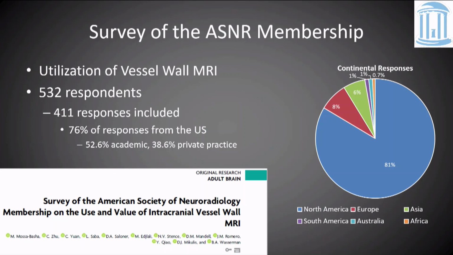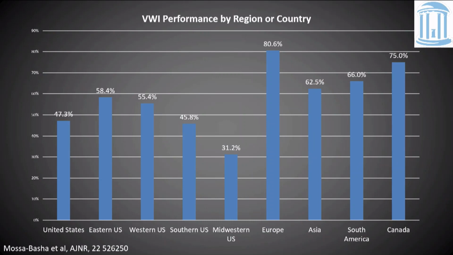81% of respondents were from North America, but we also had respondents from Europe, Asia, South America, Australia, and a few from Africa. 76% of responses were from the US, 53% from academic practices, and 39% from private practice. In terms of the positive response rate between regions of the world, the US was at 47%, with the highest performance of intracranial vessel wall imaging in the eastern and western coasts of the US.